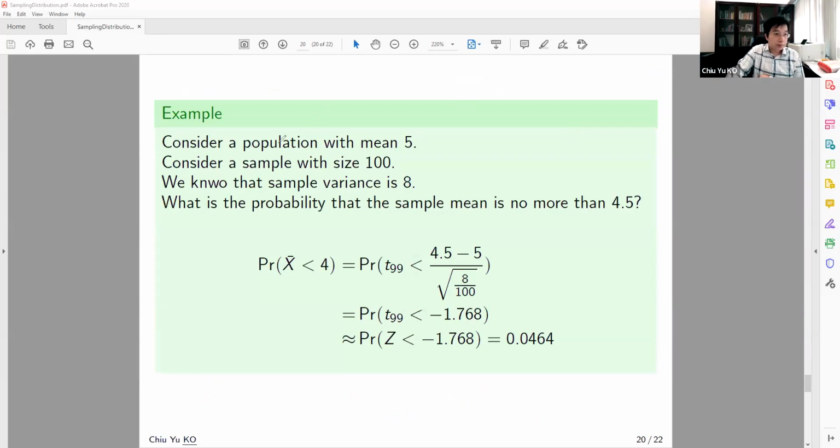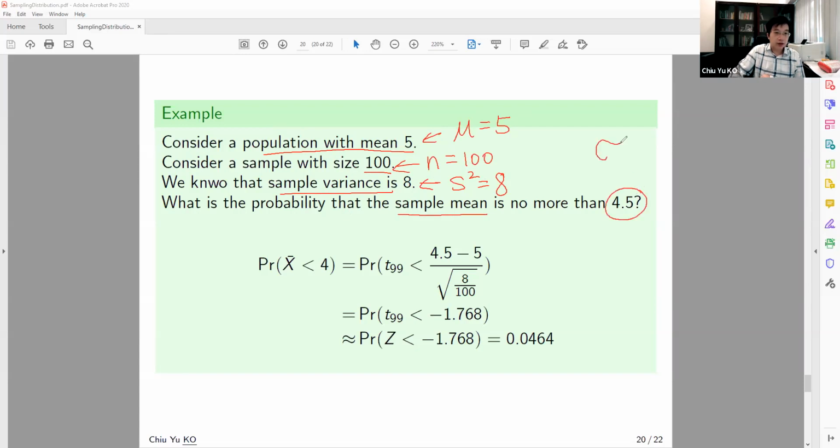So the population mean, mu, is 5, and the sample size n is 100. The sample variance is 8, which means that S squared is 8. And what is the probability that the sample mean is no more than 4.5?